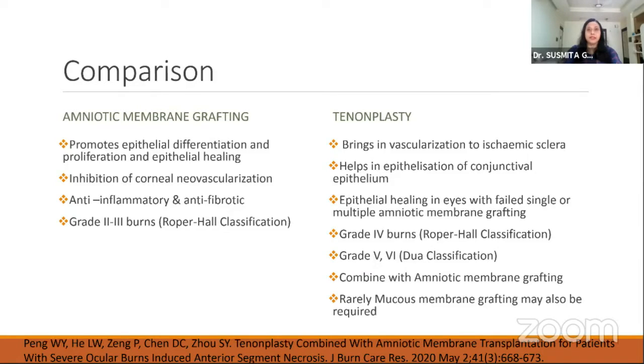And sometimes in cases of large scleral ulcers, where amniotic membrane grafting alone and tenonplasty may not suffice, you may also need to put a mucous membrane graft.